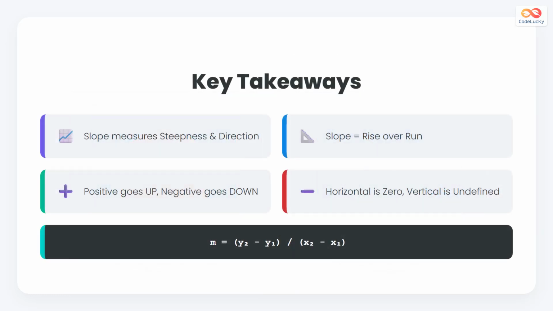To summarize, remember that slope measures steepness and direction. It is calculated as rise over run. Positive lines go up, negative lines go down. Horizontal lines have zero slope, and vertical lines are undefined. And do not forget the formula: m equals the change in y divided by the change in x.